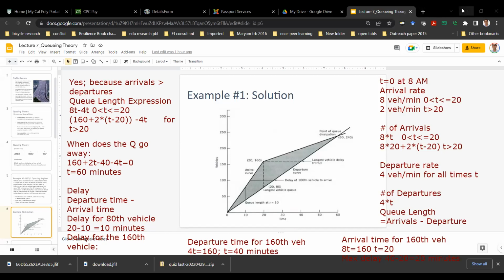I think we do cover it sometimes in traffic also, we cover that.